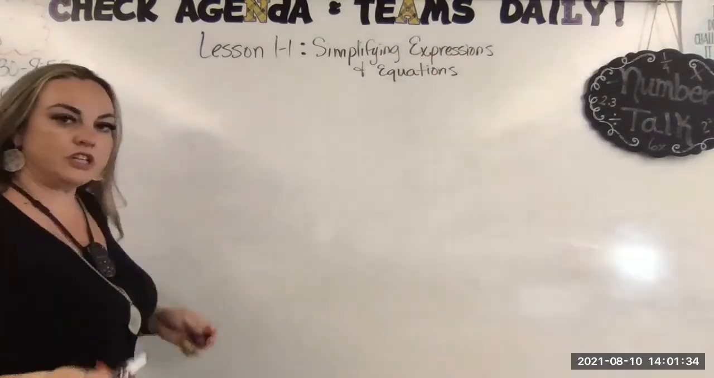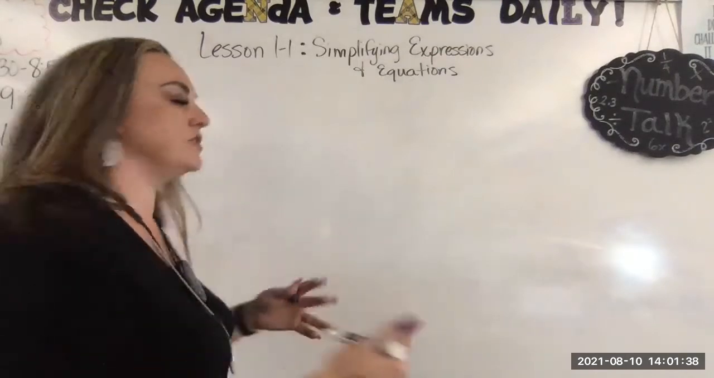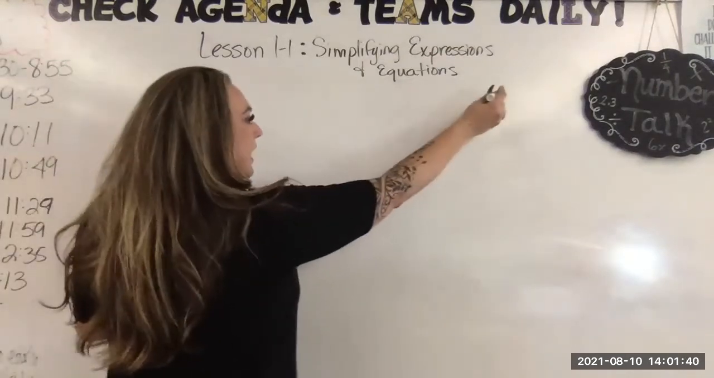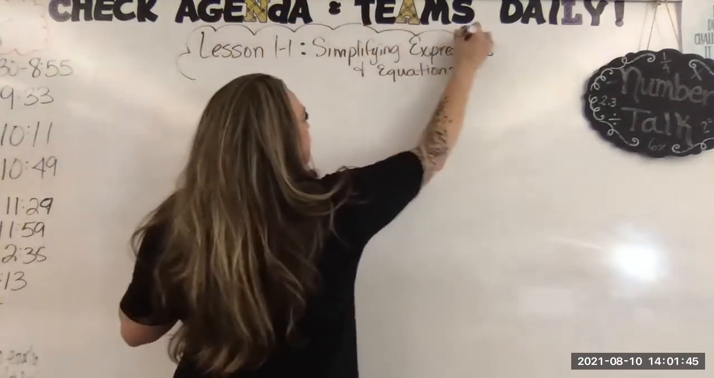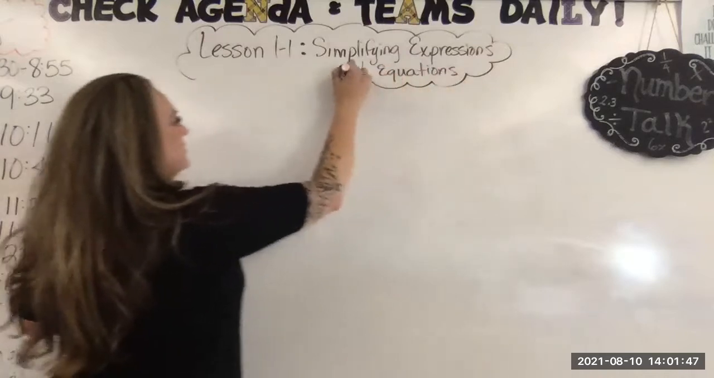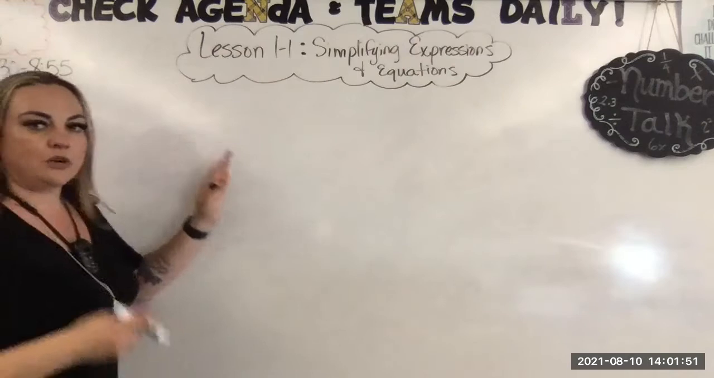And then it's always good to separate your header from everything else. So you can do a nice bolded line, a box. I like to use clouds to really make it stand out, so it's easy to find. Now we're going to start with some examples.